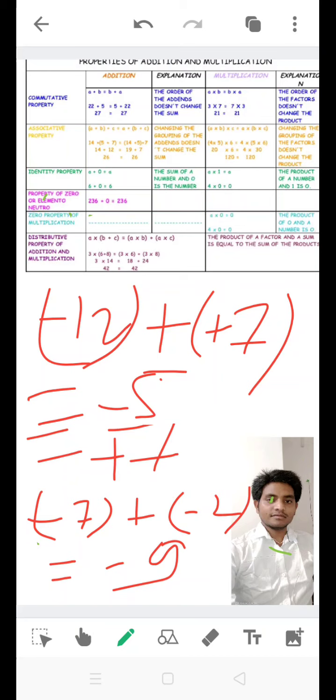This was already told to you in the previous class with the help of an activity. You remember that? Minus 12 plus 7. I draw a number line, and after that we count 0 to the left, minus 12, and after that plus 7 to the right. Then your answer will become minus 5. Okay, dear student.